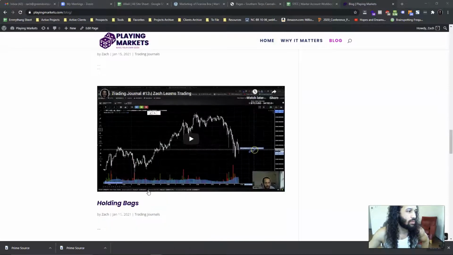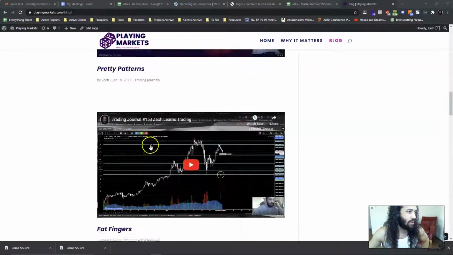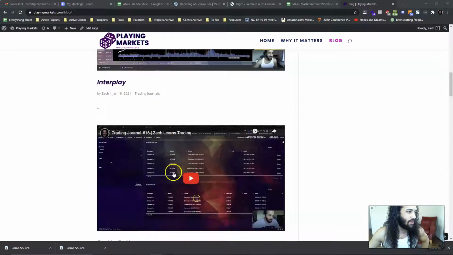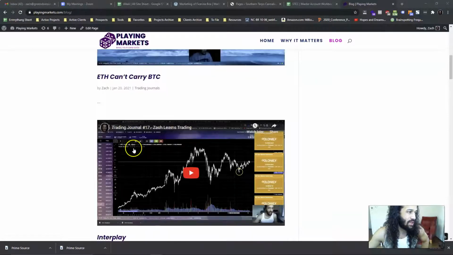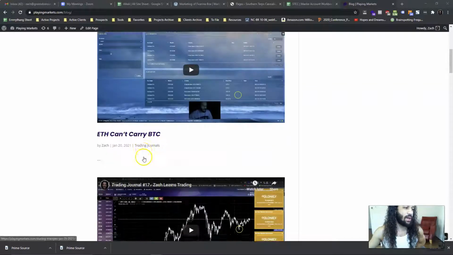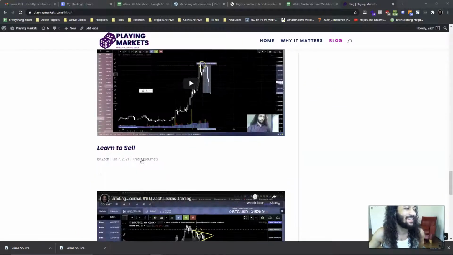where'd it go? Especially learn to sell, and I think pretty patterns would make sense too, even interplay, but especially dueling triangles. I don't know why I couldn't see that when I scrolled to the top, but dueling triangles and whatever this one was called down here, learn to sell.